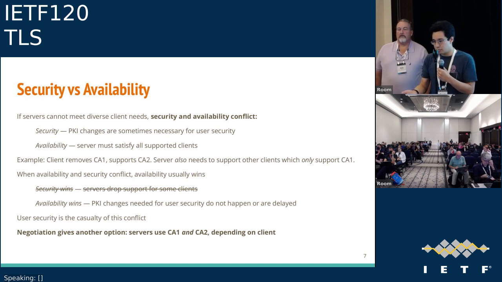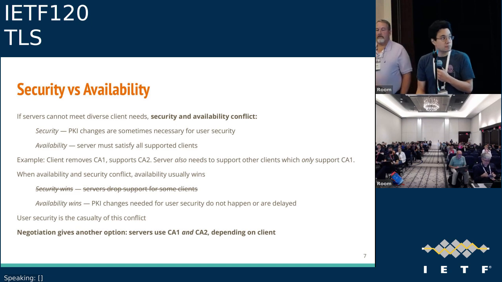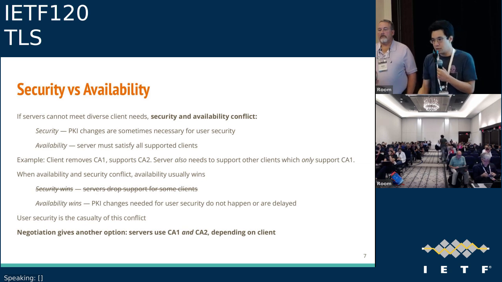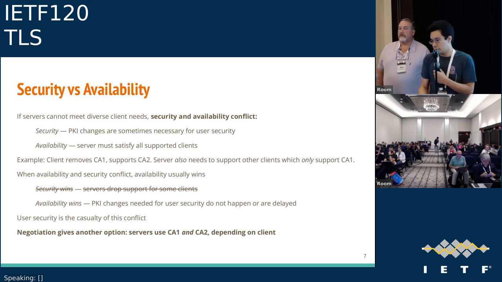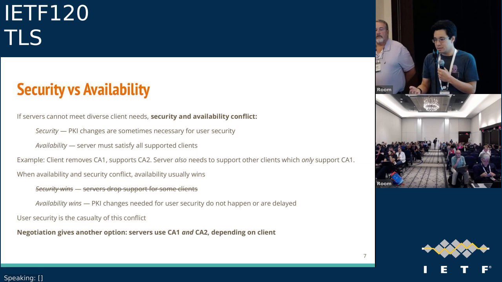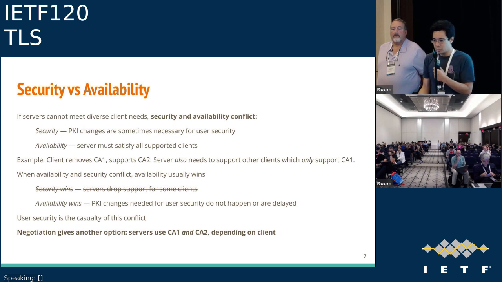And you can, as a result, run into conflicts. For example, if one client removes CA1 and supports CA2, then you can say, well, you should just use CA2 or one of the other supported CAs. But the server also needs to support some other clients which only support CA1. This might be because the other clients are older or perhaps some other reason. And if there's no more intersection between the two clients, then the server is sort of stuck in a bind. And as a result, we need to sacrifice one of security or availability.